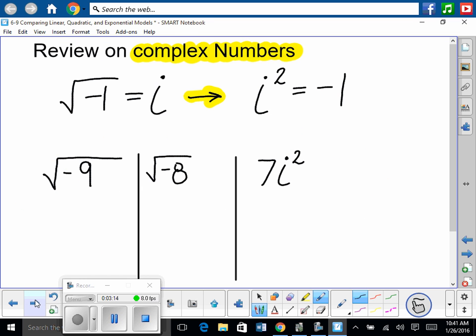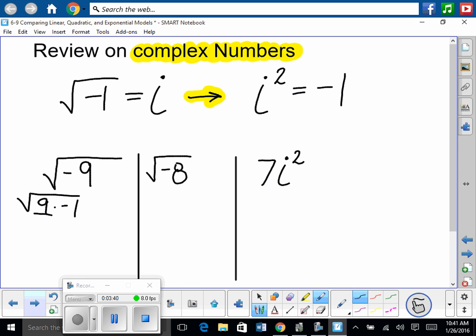Here we go. All right, so now just to review on what we did yesterday, really quick. You don't even have to start taking notes. Just look. We know the square root of -1 is equal to i. Thus, i squared is equal to -1. That was the big thing we used yesterday. i squared is equal to -1. So we rewrote the square root of -9. We know it's not -3. That's incorrect. We know that's the same thing as 9 times -1, right?